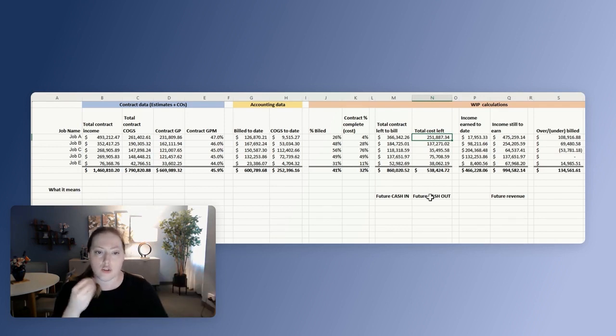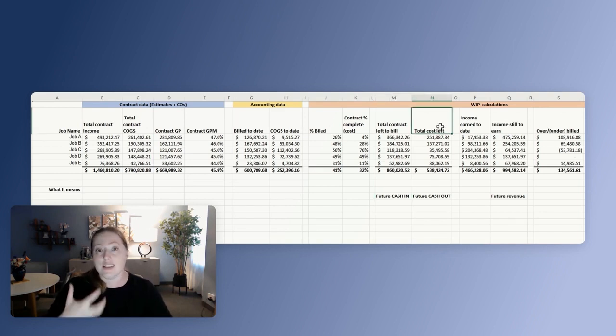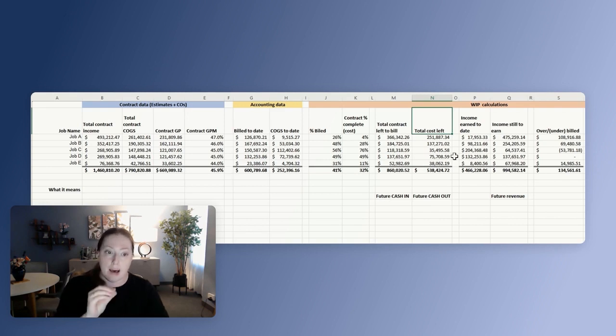for the future. So again, the total contract left to bill is going to give you the information of how much cash is going to come into the business in the future, and the total cost left is going to tell you how much cash is going to go out of the business. So cash in and cash out, very important if you're doing cash forecasting. And you can get all of that by doing the work in progress report. The work in progress report is a very, very useful tool when you are using it for your finances.